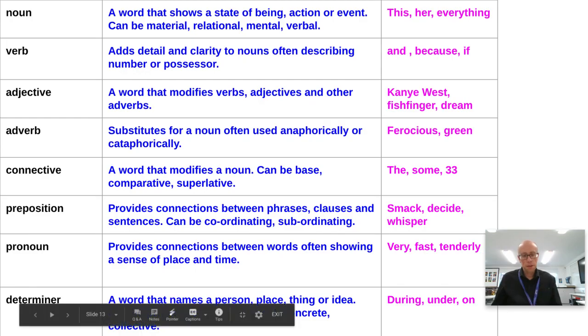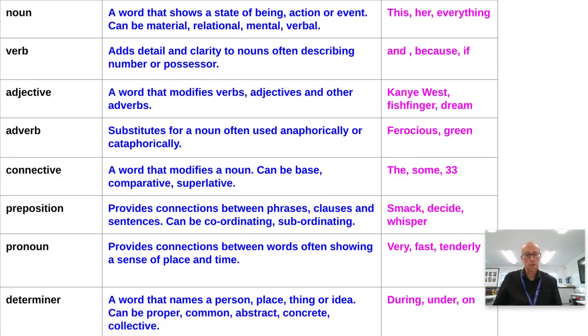Nouns can be, as it says on the bottom here, proper. Proper means it starts with a capital letter and it's specific. So, for example, Manchester United is a proper noun. So they can be proper, or they can be the opposite of that. They can be common, which is a word that you would find in a dictionary.